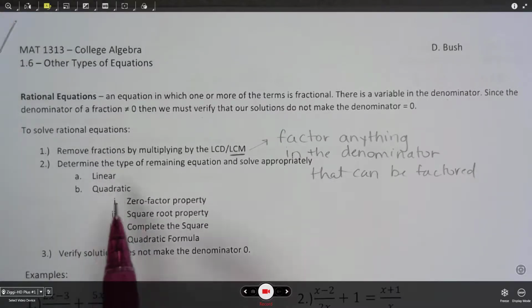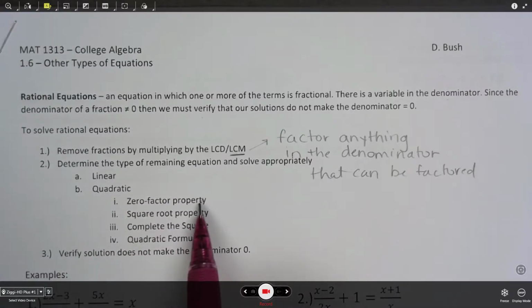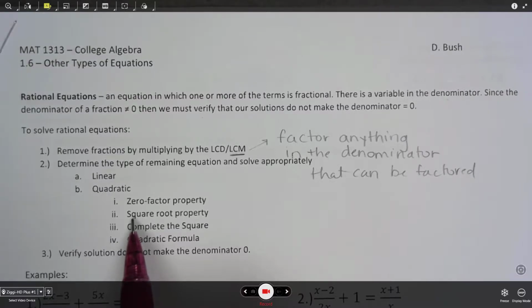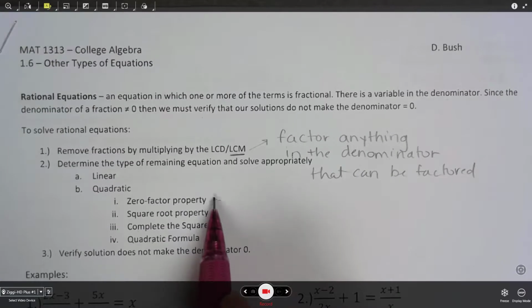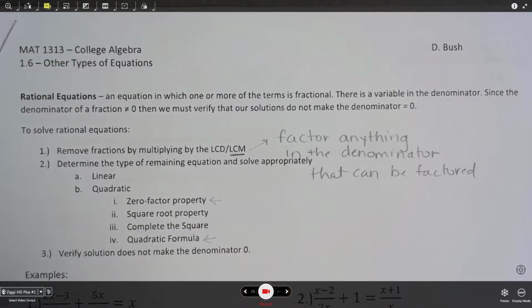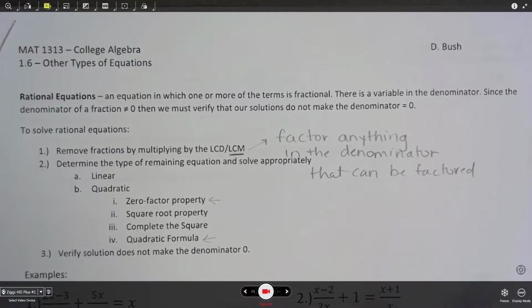If it's quadratic, you can do the zero factor property. Depending upon what it looks like, it may be the square root property. If you learned complete the square, you can use that. If not, then you would use the quadratic formula. Remember, the zero factor property only works if it will factor, and the quadratic formula always works, factoring or not. Once you get it solved, verify that your solution does not make the denominator 0.